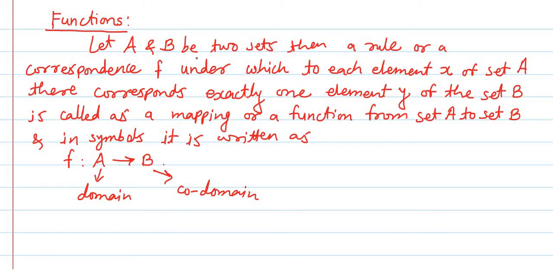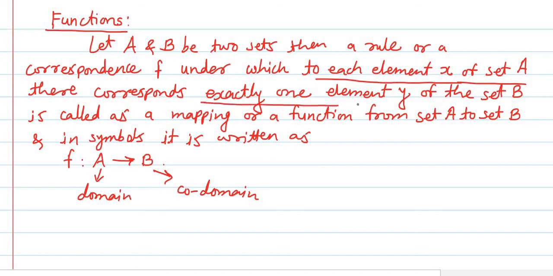Here in the definition of a function, there are two very important conditions. The first condition is: to each element x of set A, and the second condition is: there corresponds exactly one element y of the set B. So these two are very important conditions. Next, let us consider one example of this function.